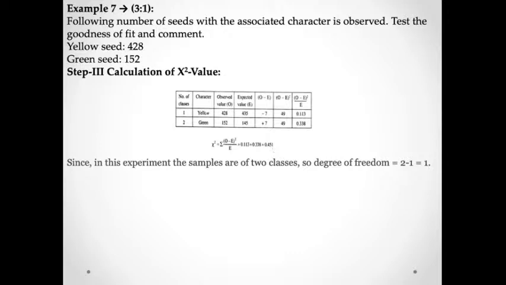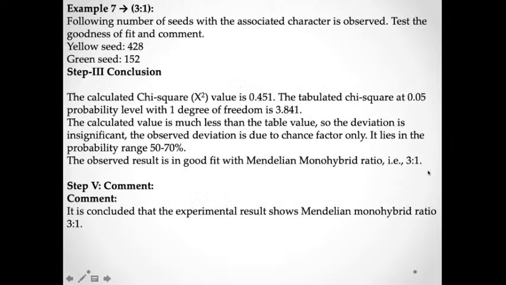So there are two classes, we can see there are two classes. So the degree of freedom formula is 2 minus 1, which is 1. So the degree of freedom comes out to be 1. So the chi-square value is 0.451 and the degree of freedom is 1. We have to check whether it's a goodness of fit or not, so we make a conclusion.